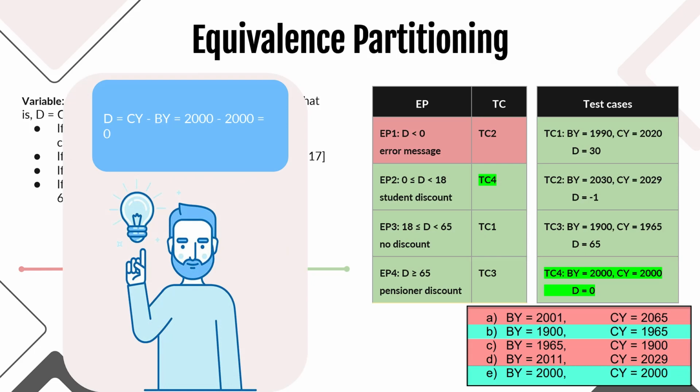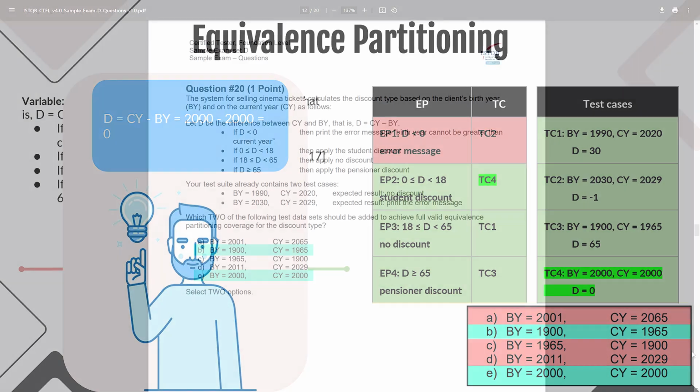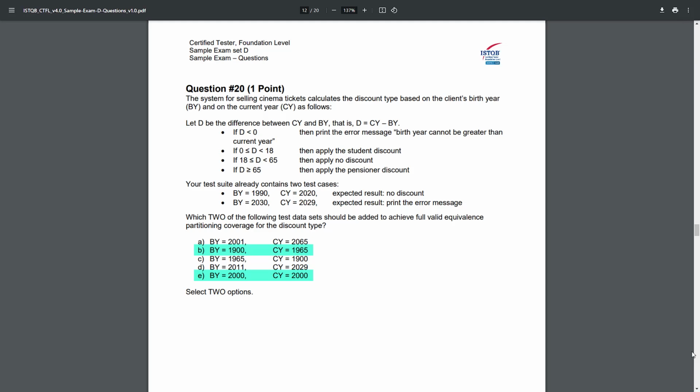The fifth test case is birth year 2000, current year 2000. The value of D in this case is 0. This is included in the second equivalence partition. Thus, answer options B and E are two of the test data sets which should be added to achieve full valid equivalence partitioning coverage for the discount type.